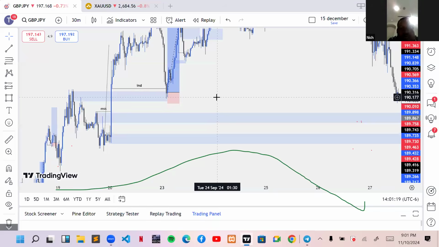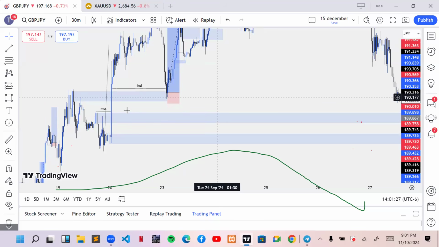The thing is, the reversals that happen do not just happen out of nowhere. Reversals happen from points of interest. Let's say, for example, your trade was bullish.